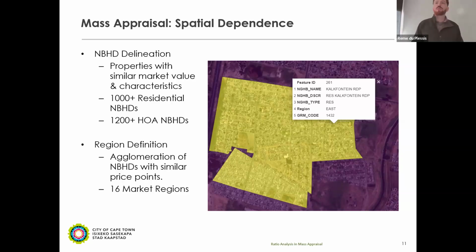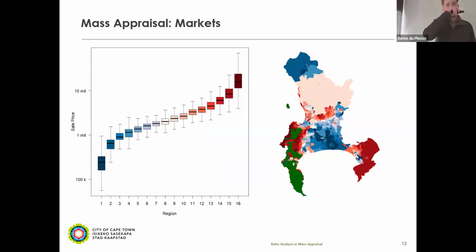But in Cape Town, due to the history of Cape Town, we do have a lot of very stark contrasts that occur. So we agglomerate the neighborhoods into market regions based on price points. And that we usually do based on the median sale price or the median assessed values in the past. With that, we construct 16 market regions.